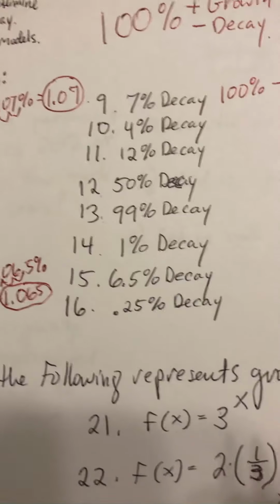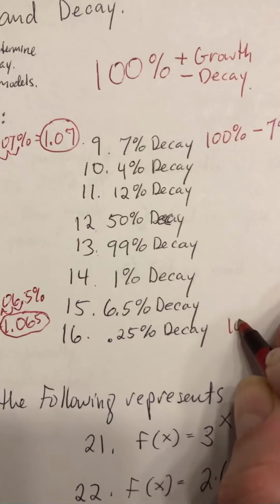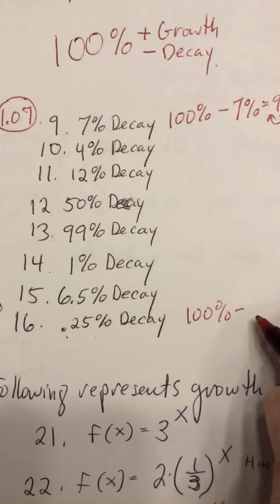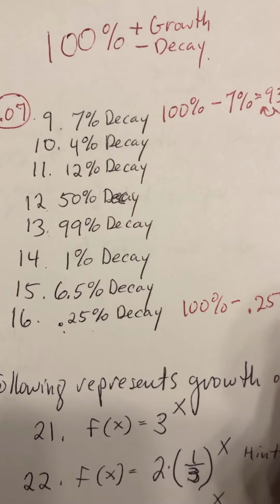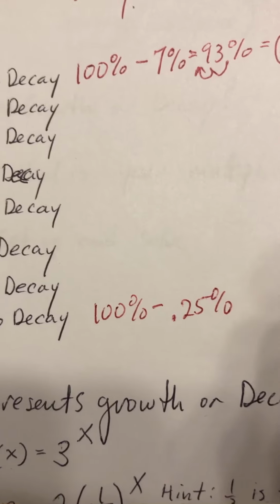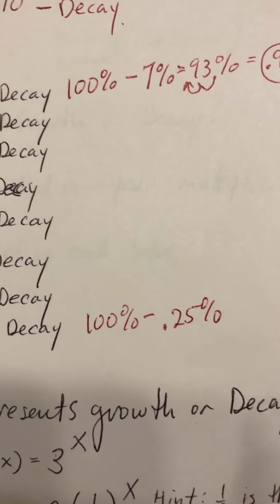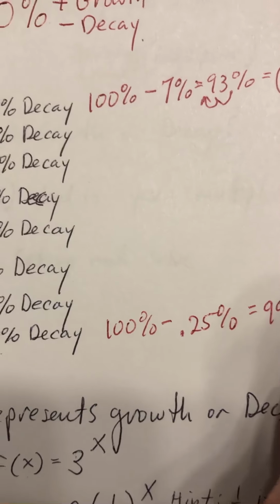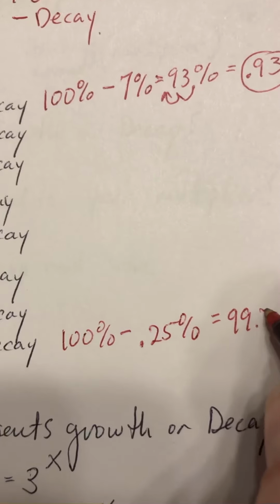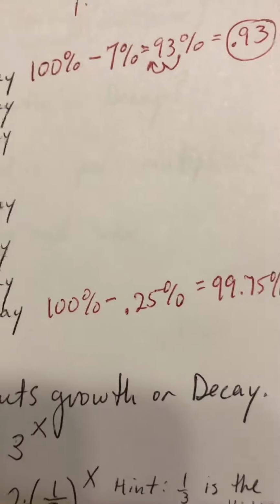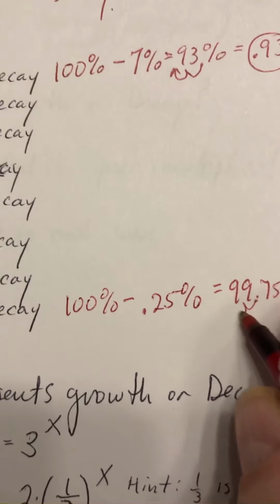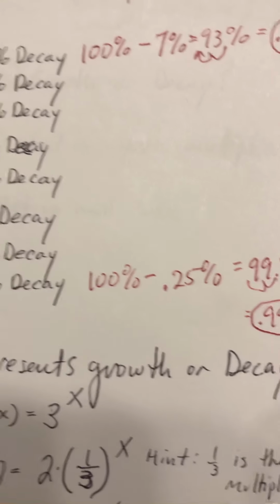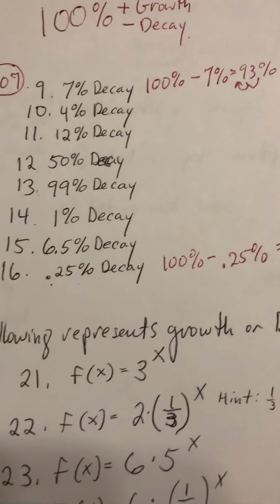Let's take a look at number 16. This one here, 100%. Now this one, you have a decimal within the percent, so be careful. 0.25%. This is like saying if you had $100 and I took away just 25 cents, you would be left with $99.75. So then you move that decimal over 2 places to the left, and that'll give you 0.9975, just like that. So it's a really, really small decay.